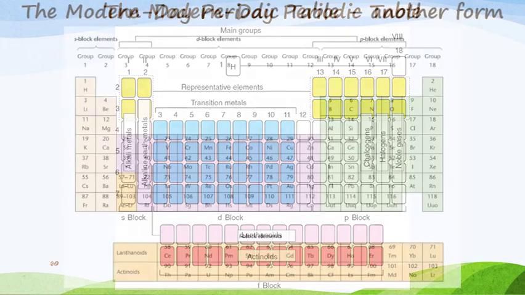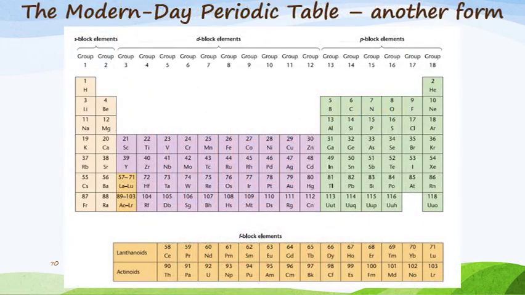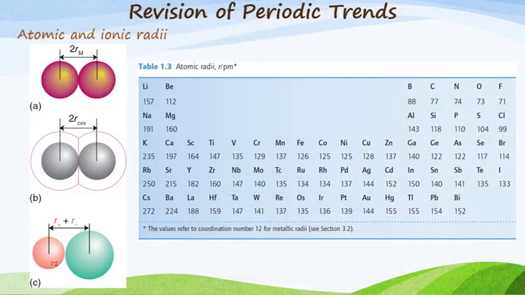Okay, another representation of the modern day periodic table is just to give you some idea of the different ways it can be written. Of course, if we have a look at atomic radii, we know that as we go across a period, the atomic radius decreases, and if we go down a group, the atomic radius increases. Okay, this is straight from first year chemistry. This includes the atomic and ionic radii.